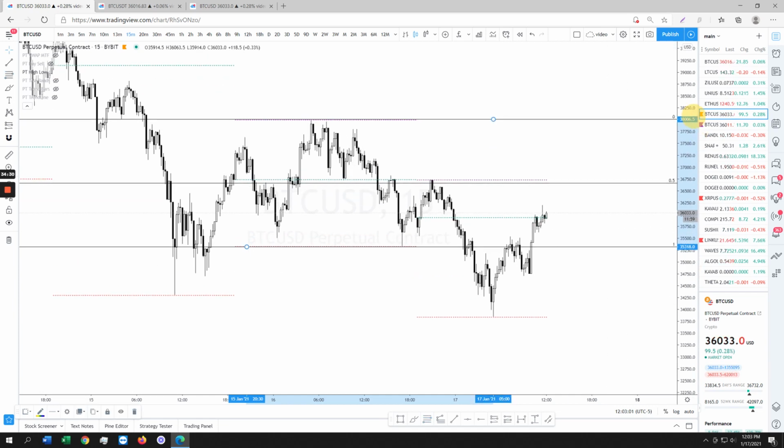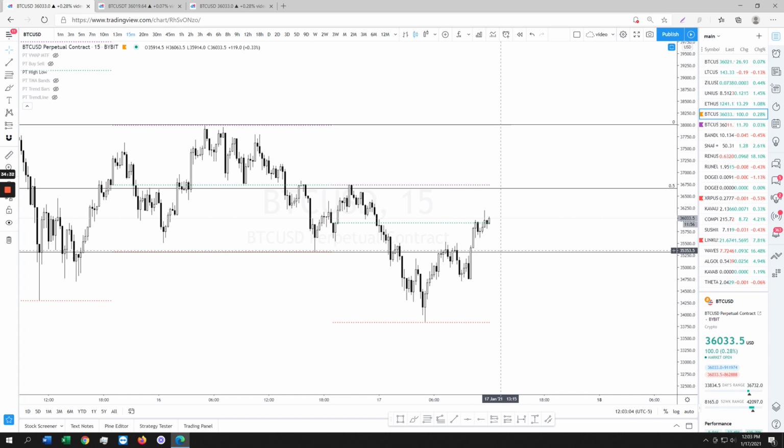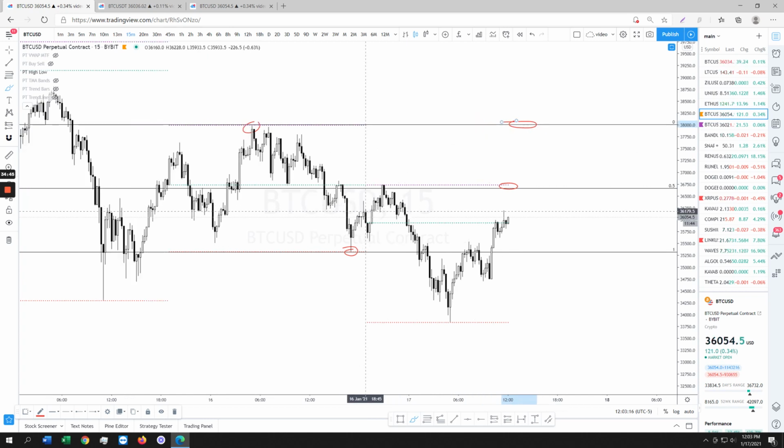There you go. So you're officially back in the range. This was yesterday's low. This was yesterday's high. Now all we've got to do is get above the 0.5, and we should easily target up here, right? Let's hope. See what happens.